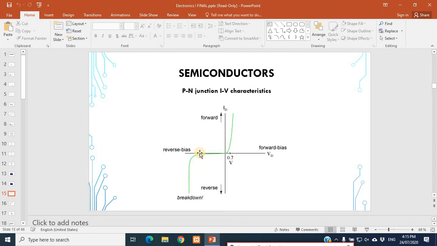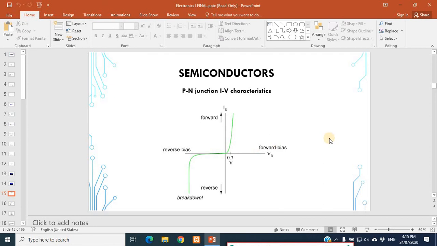But of course, everything has a breakdown point. So once you have reverse biased it and you keep increasing the voltage in reverse, it gets to a time the diode will break down and begins to conduct even in the reverse direction. Once a diode, the normal diode, begins to conduct in reverse direction, you have damaged it. It's broken down. Now, whether you change it to forward bias or reverse bias, it will be conducting. You have damaged it.